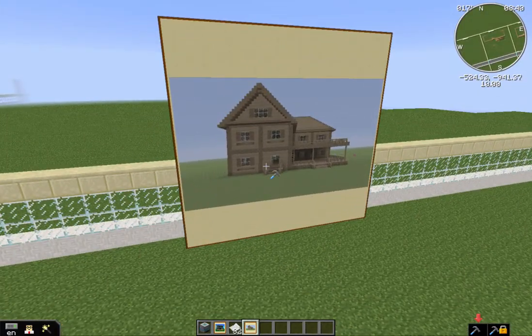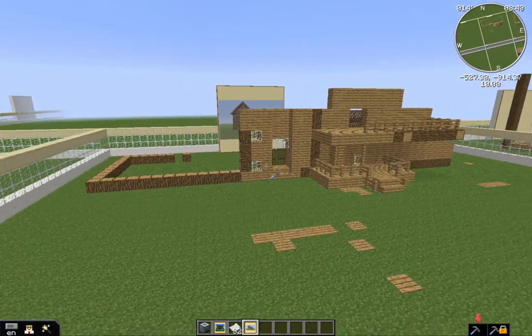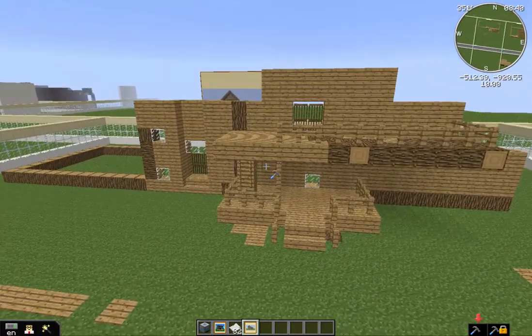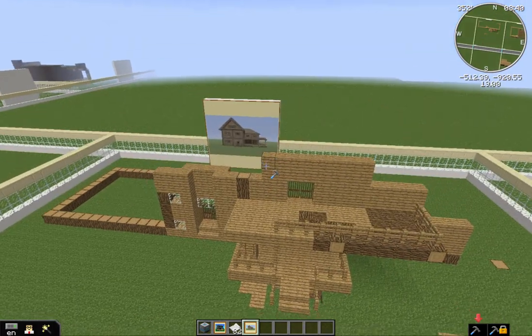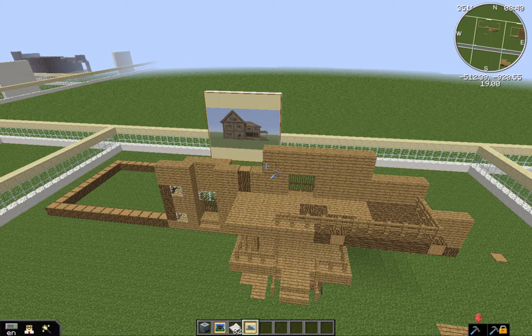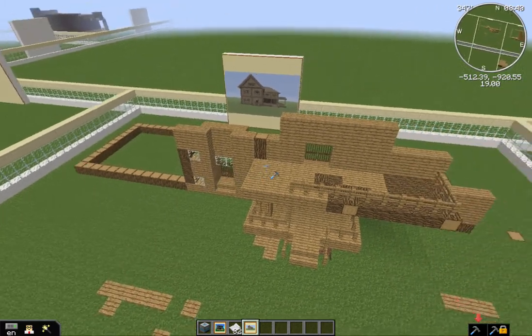And so there's our picture. And there's our house. So you can kind of see both. I'm not sure what this is on the left. They may have to work on that.